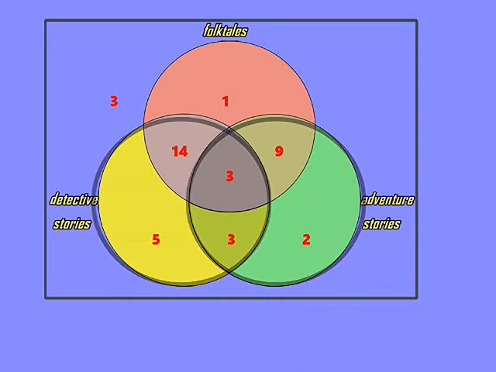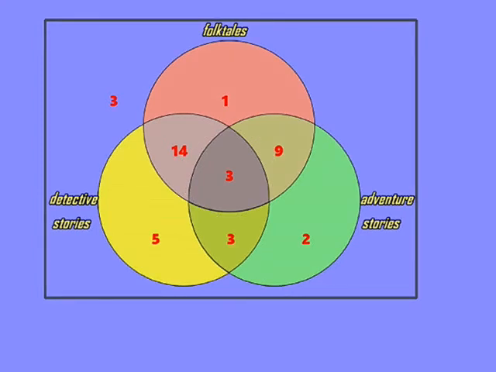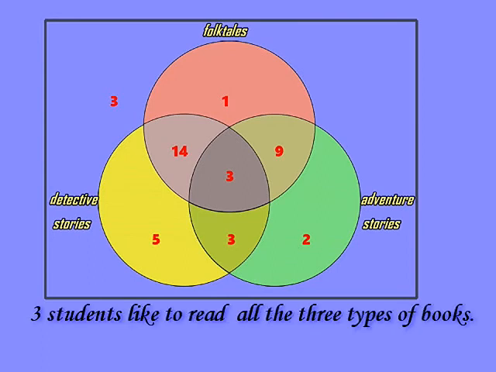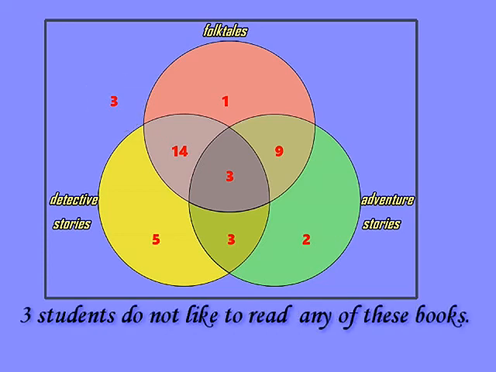Now look at the triple intersection in the middle of the diagram. The children in this section like all the three types of books. Shall we say about it? 3 students like to read all the three types of books. What can you say about these 3 students? They do not belong to any of the 3 sets. So, we can say 3 students do not like to read any of these books.